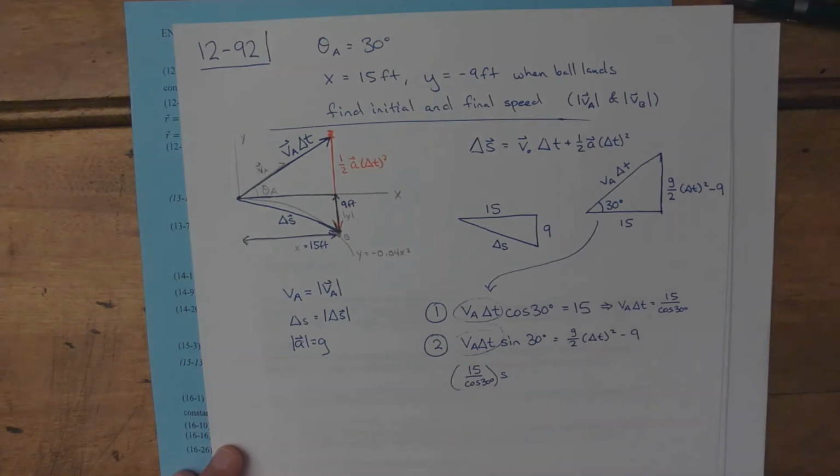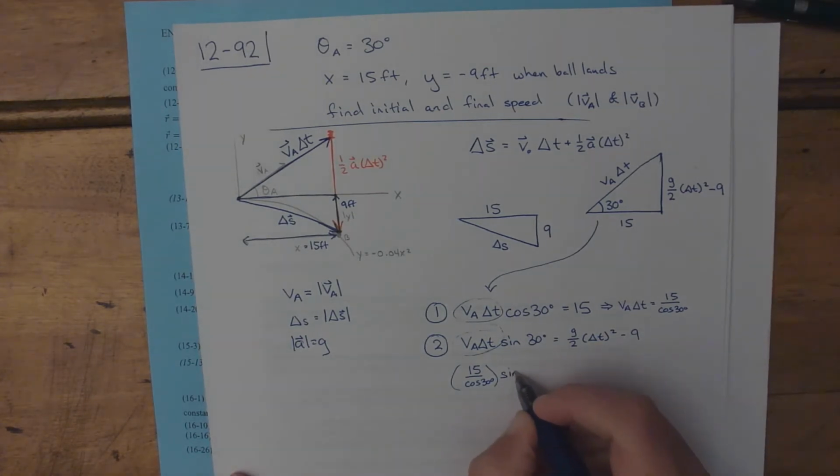So that's your VA times delta t. If you did solve this for VA, you would just end up with a delta t in the denominator, and then when you plug it in, it would cancel out with that delta t. So I guess it doesn't really matter if you do it that way.